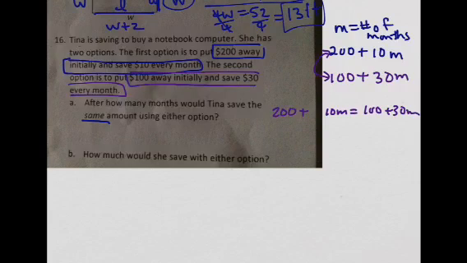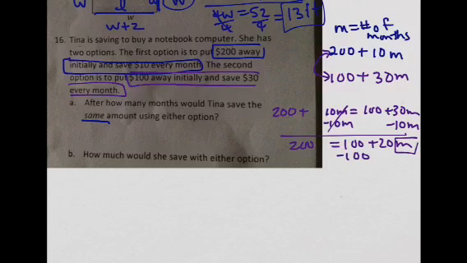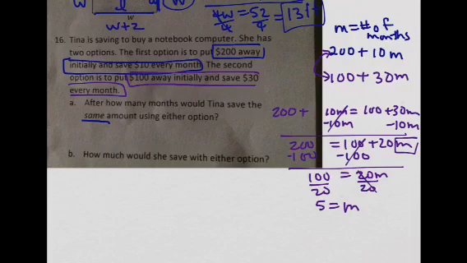So I'm going to subtract 10M from both sides. So 200 equals 100 plus 20M. I'm going to subtract 100. Again, my goal is to solve for M. Minus 100. So that's going to be 100 on the left side. This is 20M. So I'm going to divide by 20. So M is 5. So it would take 5 months for them to save the same amount of money.